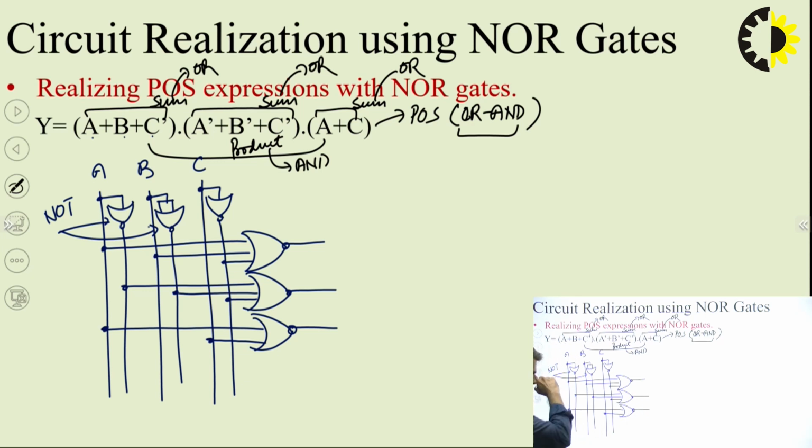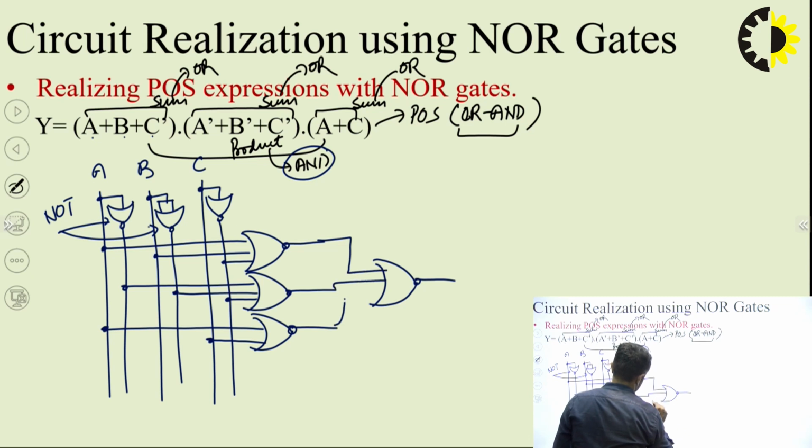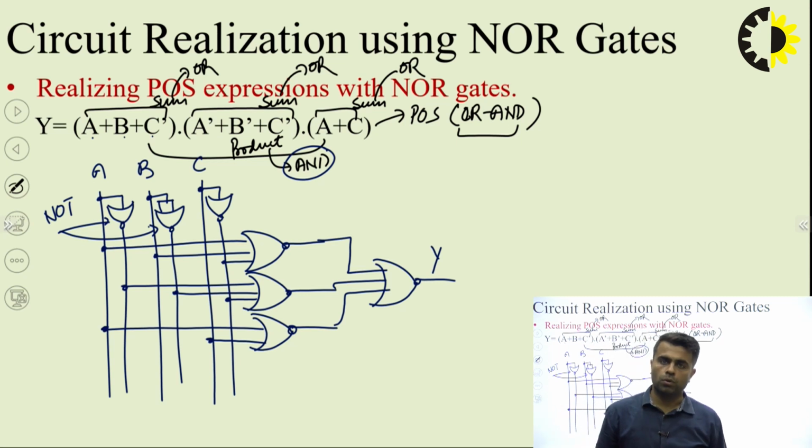So 3 NOR gates have been used for 3 sums, 3 NOR gates have been used for 3 NOTs, and finally a single AND gate will also be replaced with a NOR gate. So this is the expression for this Y. We just need to keep in mind that OR AND form is equivalent to NOR form. Okay.